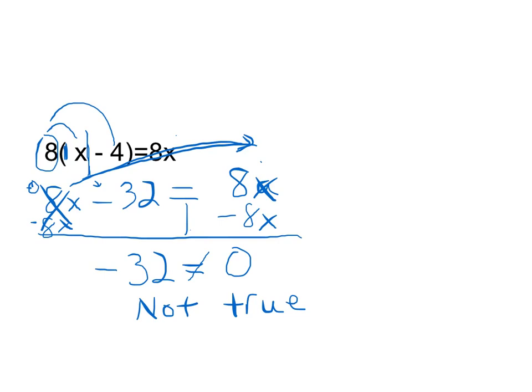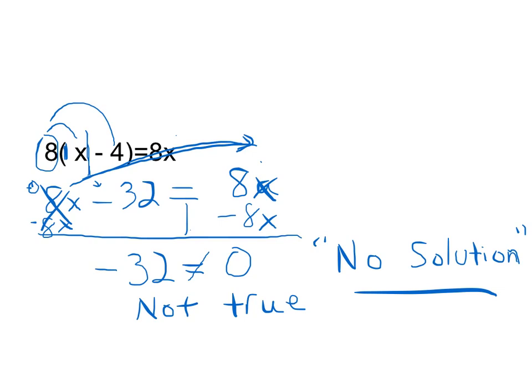Okay, when we get an answer where one number doesn't equal the other number, we say the answer is no solution. This is what you would write down for the actual answer. Instead of writing x equals something, you write down no solution.